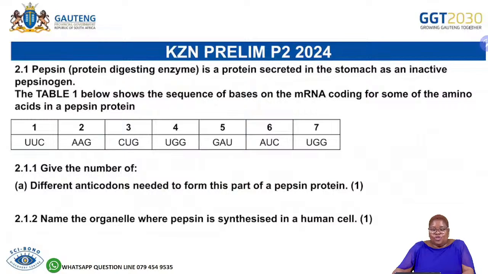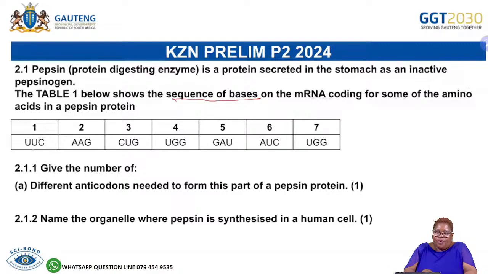KZN Prelim Paper 2 of 2024, pepsin, that is a protein digesting enzyme. Remember, proteins are enzymes in nature, enzymes are proteins in nature. A protein digesting enzyme is a protein secreted in the stomach as inactive pepsinogen. That is the information given. Table 1 below shows the sequence of bases on the mRNA coding for some of the amino acids in a pepsin protein.